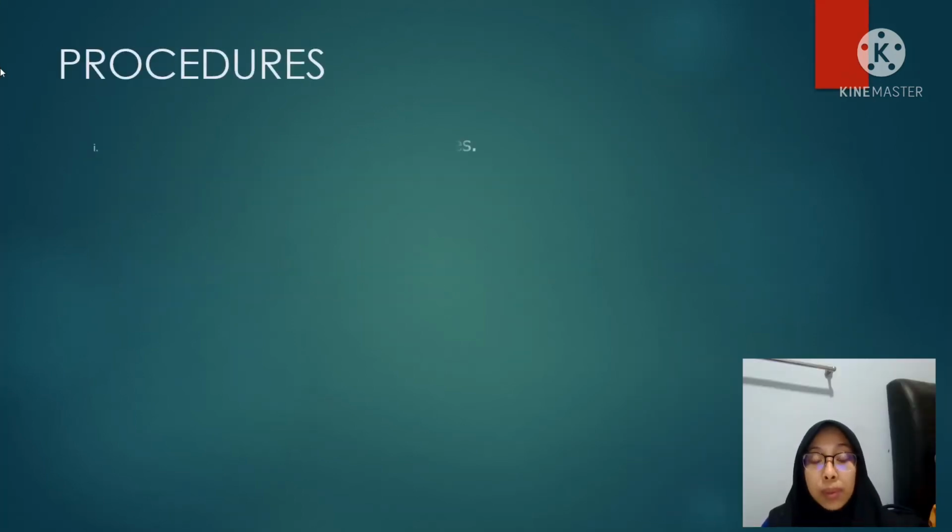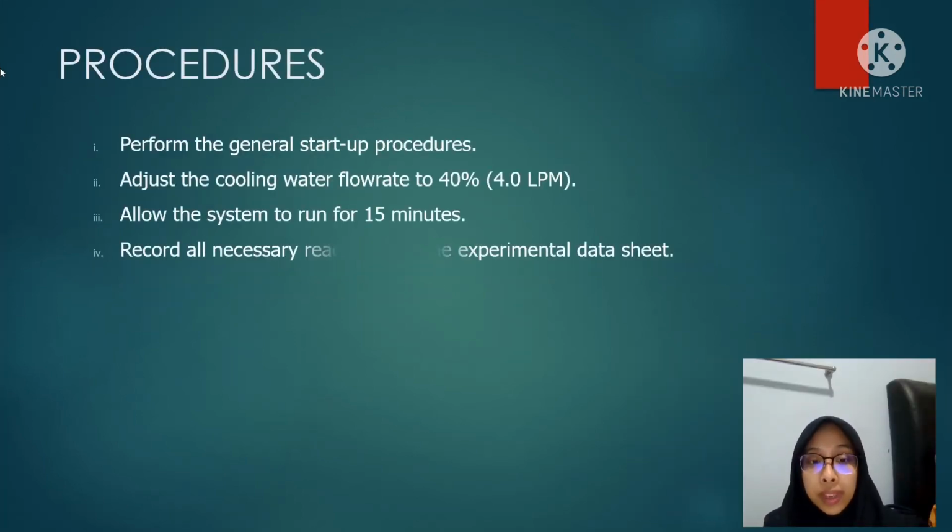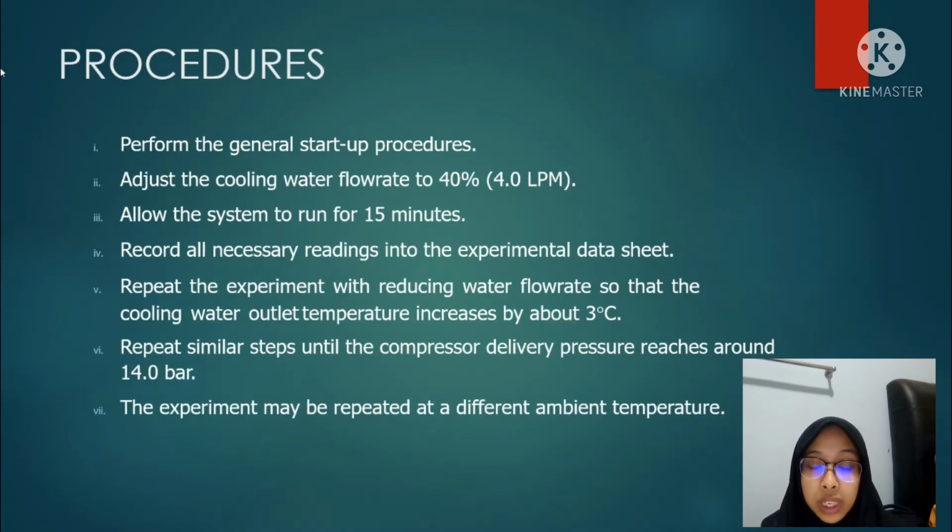So, I'm going to explain about the next part, which is the experimental procedures. To do this experiment, we need to perform the general startup procedures. Then we need to adjust the cooling water flow rate to 40%, which is 4.0 LPM. And then we need to allow the system to run for 50 minutes. After that, we record all necessary readings into the experimental datasheet.